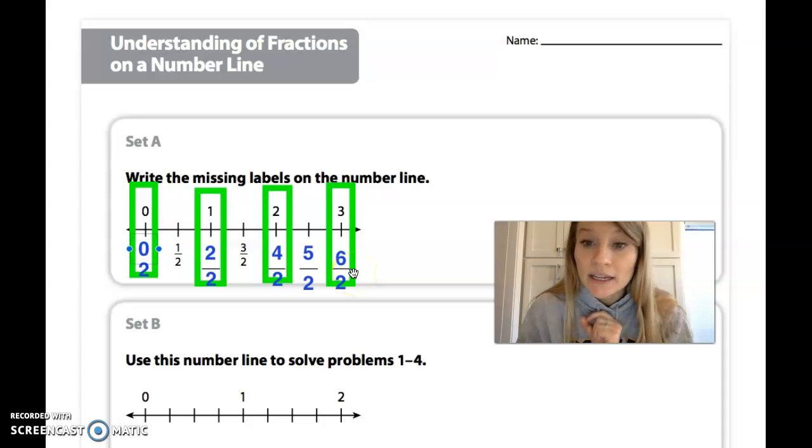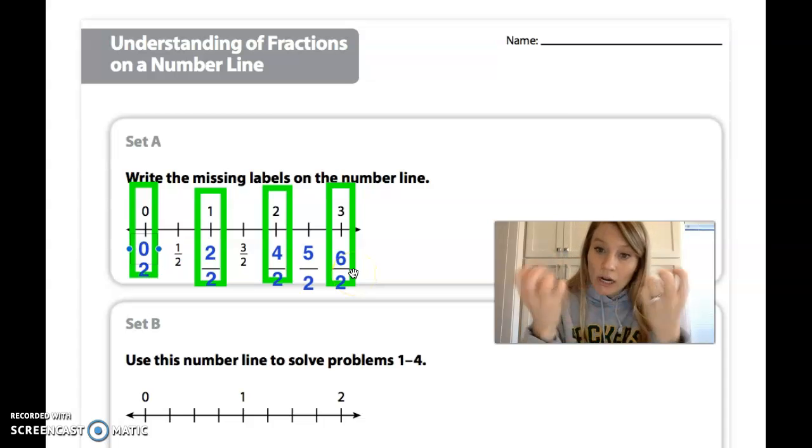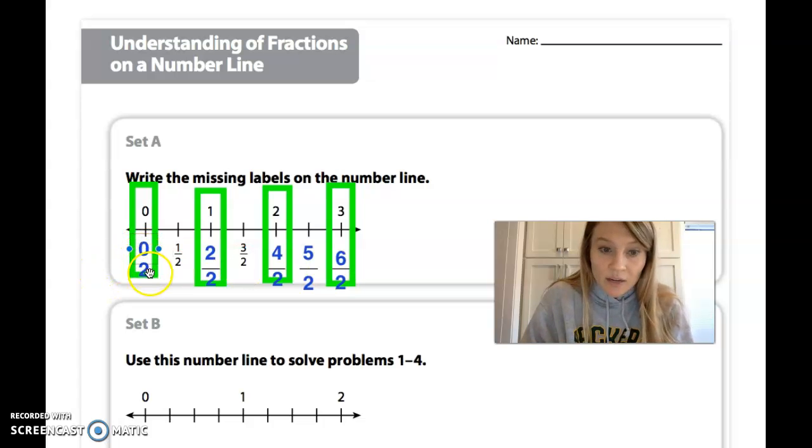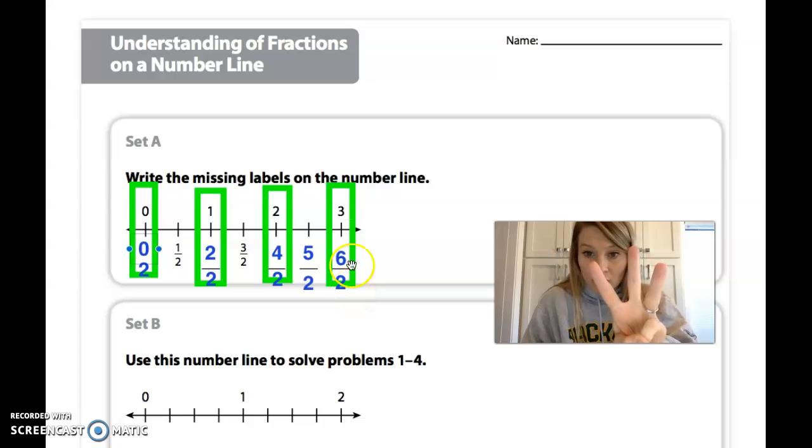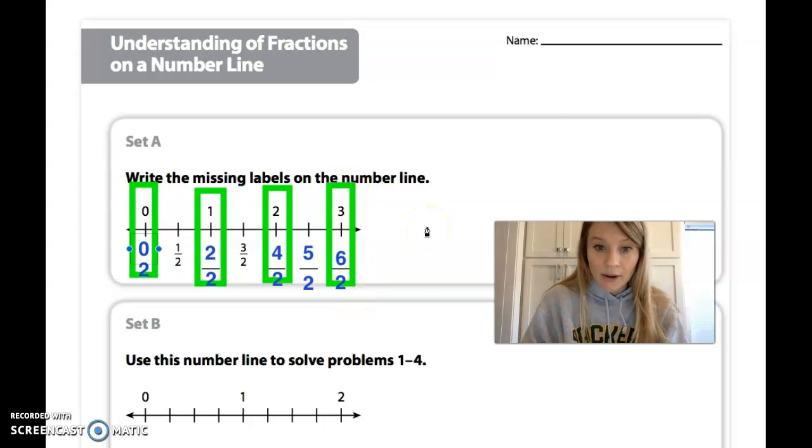And let's see if it plays out, because remember, division and fractions are connected. Because look, 0 divided by 2 is 0. 2 divided by 2 is 1. 4 divided by 2 is 2. 6 divided by 2 is 3. And you can see how it checks out.